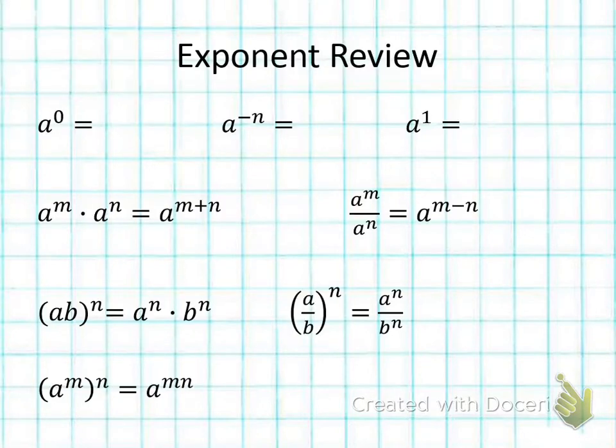So, a little bit of a review from last week. Anything to the 0 power is 1. Anything to the negative power, how do I get rid of a negative power? We flip it. We know we can make anything a fraction by putting it over 1, and we don't like this negative power, so we put it on the opposite end of the fraction. So this is going to be a to the nth power, so we have 1 over a to the nth. Anything to the first power is itself.